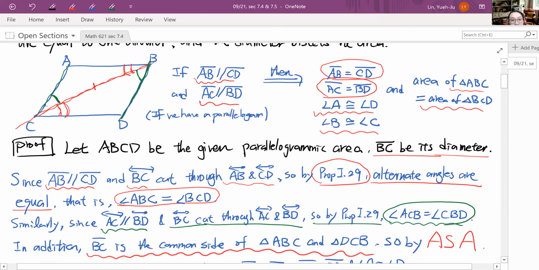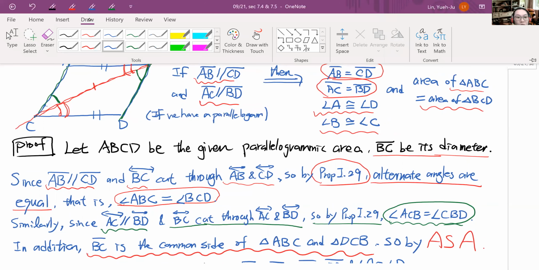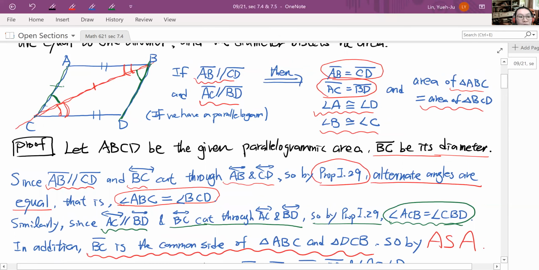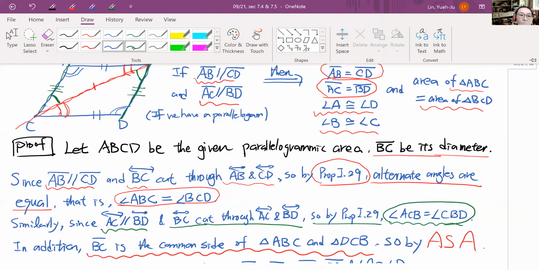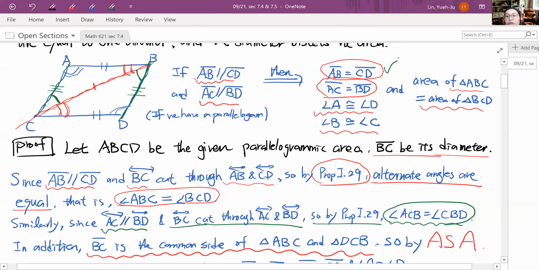Then if you have congruent triangles, this side AB is going to be equal to CD, because these two triangles are congruent. And we also have AC, which is going to be equal to BD. These are directly from the fact that we just proved that the two triangles are congruent. And on top of that, I also have angle A equal to angle D.